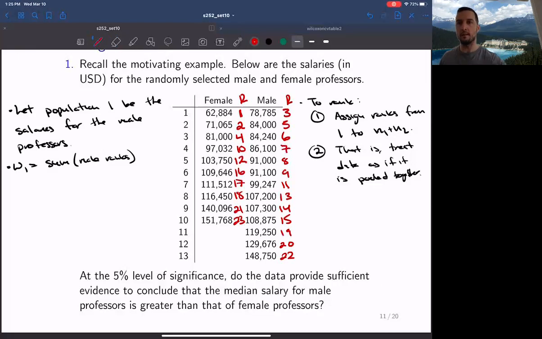All right, does that make sense? Any questions? So again, when we're using the rank-sum test, we rank as a whole. That's the big thing. We rank across both samples at the same time as if it's one large pool.